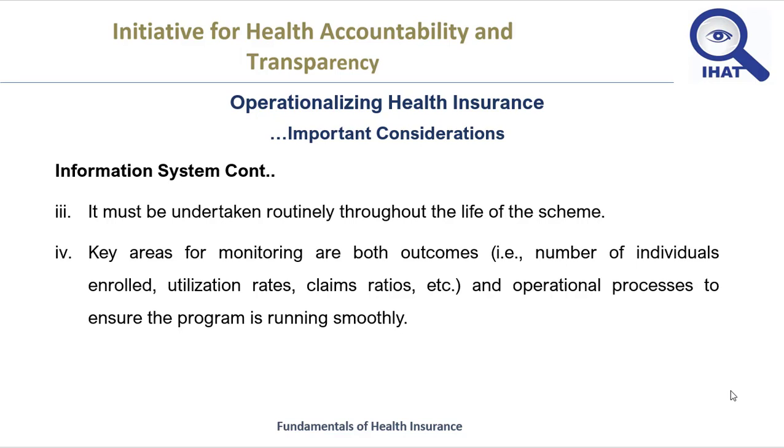Key areas for monitoring are both the outcomes, that is the number of individuals that have been enrolled, the utilization rates, the claims ratios, and so on, and the operational processes to ensure that the program is running smoothly. A functioning management information system is necessary for monitoring and eventually evaluating an insurance program. The MIS will consist of a series of tools, procedures, and information flows, and this can either be manual or electronic depending on the technology that is available at the different levels of the scheme.